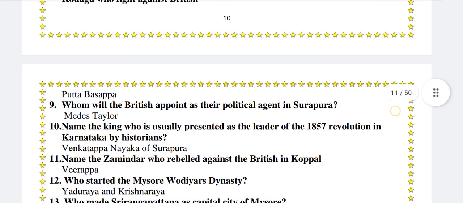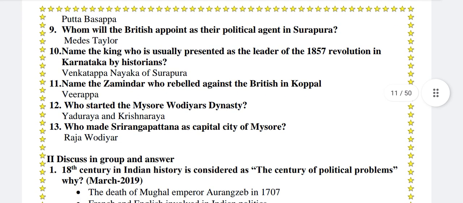Puttabasappa. Who will the British appoint as their political agent in Surapura? Medes Taylor. Name the king who is usually presented as the leader of 1857 revolution in Karnataka by historians. Venkatappa Nayaka of Surapura. Name the zamindar who rebelled against the British in Koppal.